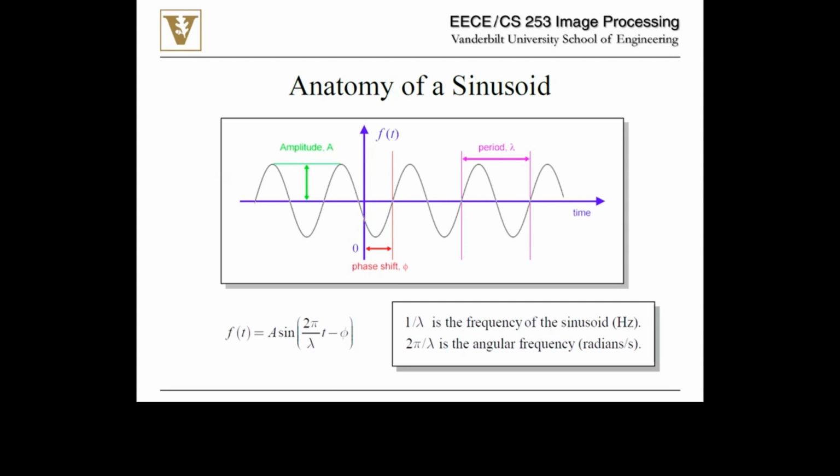Okay, so 1 over lambda, that is 1 over the period, is the frequency, and the frequency is measured in hertz. And 2 pi over lambda is another frequency, but it is called the angular frequency. It is measured in radians per second. And this will have an impact later. For images, we don't have these kind of frequencies where we have hertz. But we'll do it later. Okay, good.